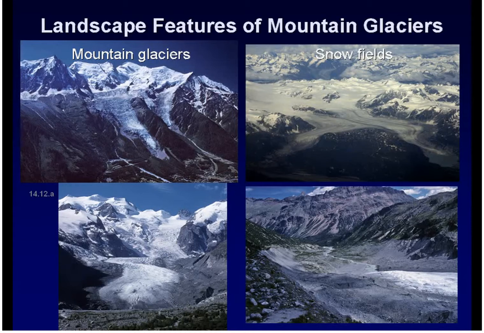We can also have snowfields, so this is a number of glacial systems all coalesced at high elevation, which then have a number of glacial tongues which move down from the snowfield in different valleys, as we see here. This is an example from Alaska.